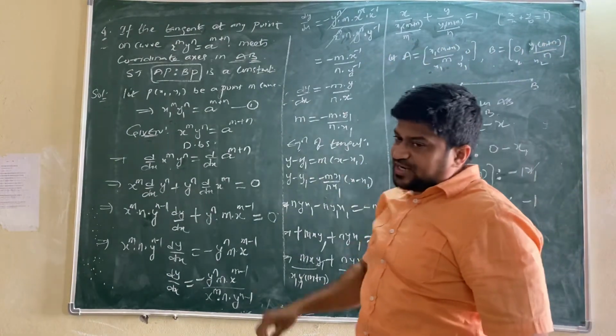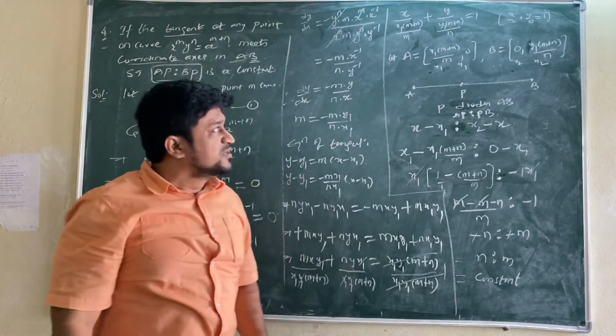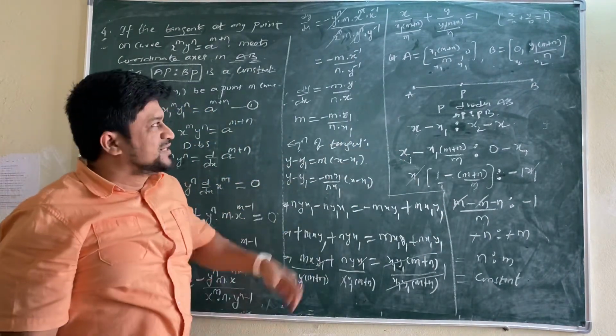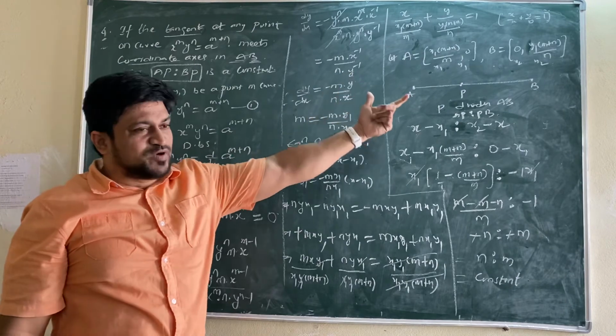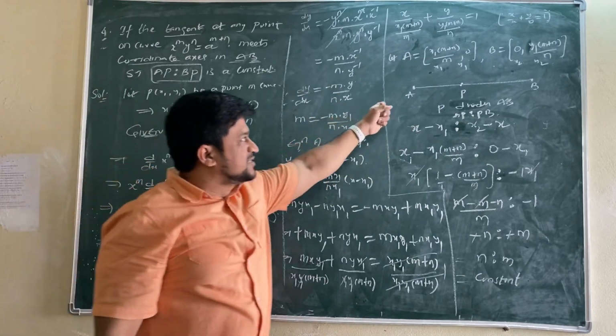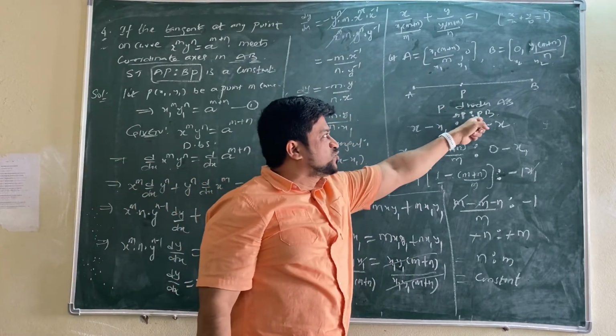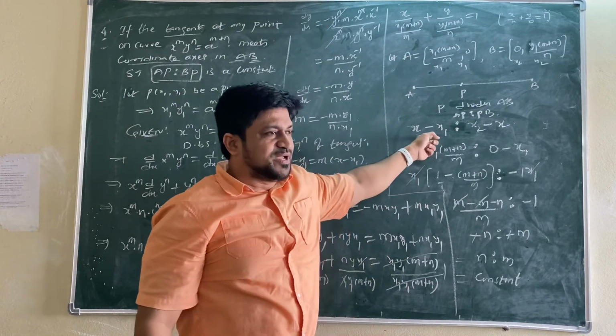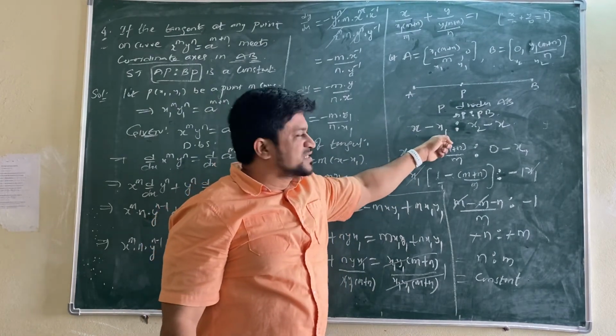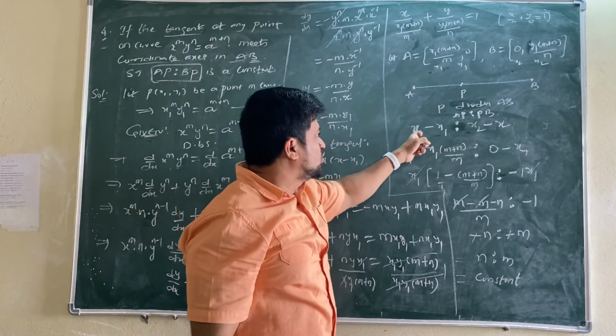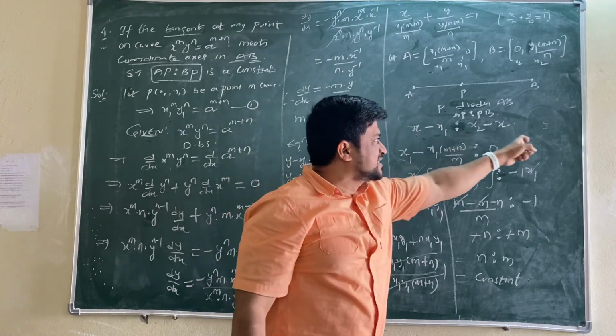That is on coordinate axis we will get 2 points a and b. Once we got a and b points, take x1 y1 to first one, x2 y2 to second one, and write this one line. P divides AB, AP is to PB. This ratio you have to remember by heart. This one, x minus x1 is to x2 minus x. Don't do anything for x. Write it x as it is. This also x as it is.